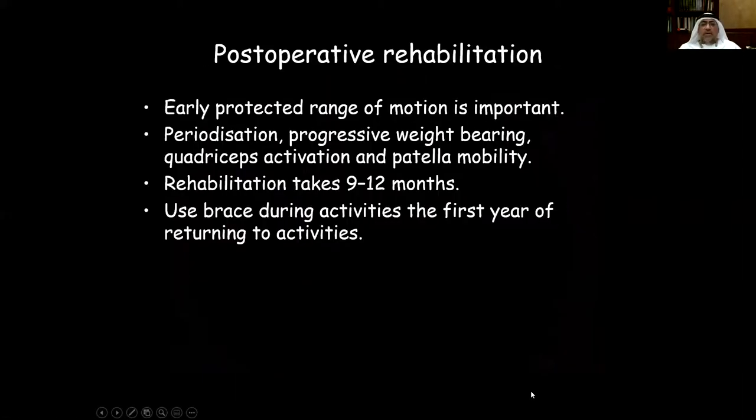Okay. So postoperatively, for multi-ligament, I usually protect it and work on range of motion. And then I progress with weight bearing accordingly. I work on activation of the quadriceps and patellar mobility. Rehabilitation can take from 9 to 12 months for multi-ligament. I use a brace during activity for the first year of returning to activity.